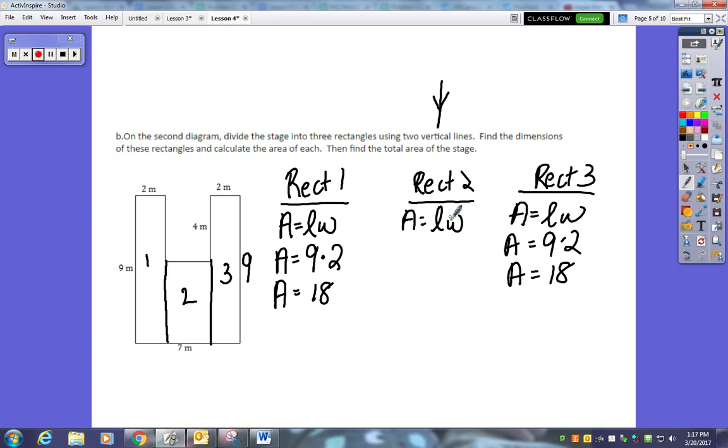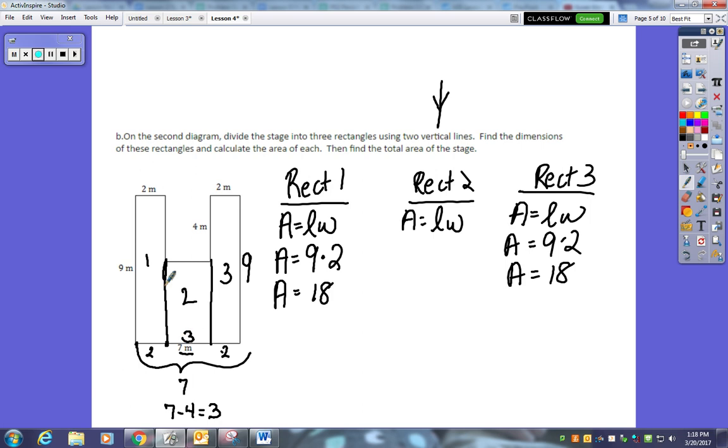Now, for rectangle 2, it's a little different. We know that this full side is 7, so I'm just going to move that down here. This piece from here to here is 2, because across from that is also 2. And the same goes over here. Across from here is 2, so this piece here is 2. Now, to get to the 7, so far we have 2 plus 2, or 4. So I would do 7 minus 4 to see that that missing piece in the middle would be 3.